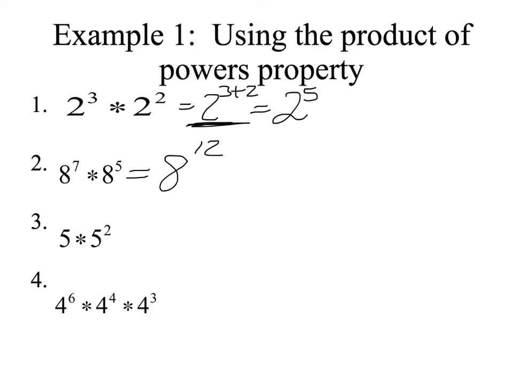Now in problem 3, you'll notice that the first 5 technically does not have an exponent. Well, there's actually a hidden exponent of 1 there. So we keep the base of 5, and 1 plus 2 gives me 3. The last one, as long as they have the same base, you can add as many of them together as you want. So I'm adding together my exponents of 6, 4, and 3, keeping my base of 4, giving me an exponent of 13.